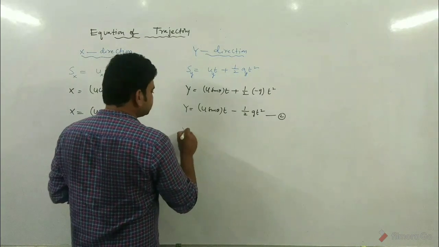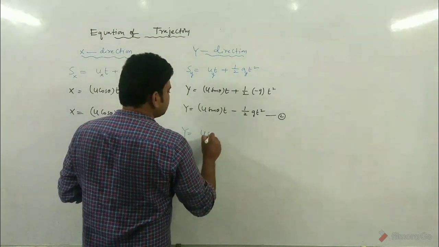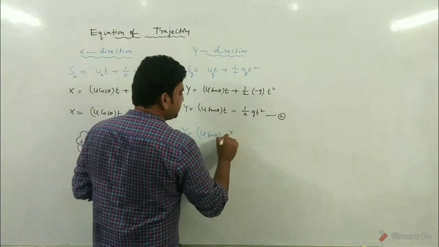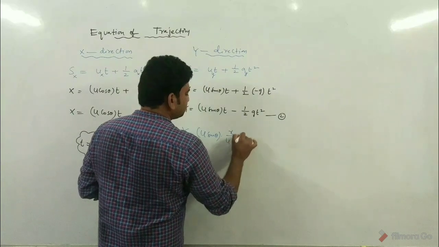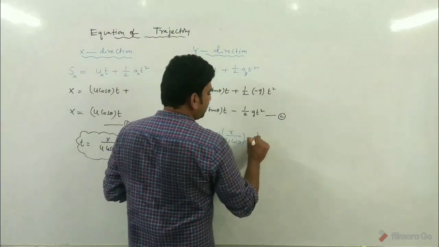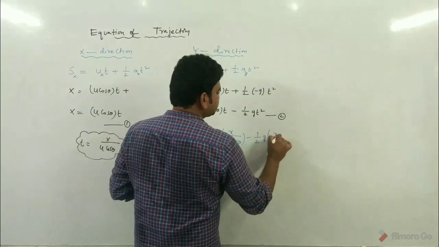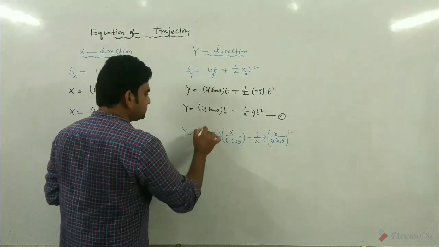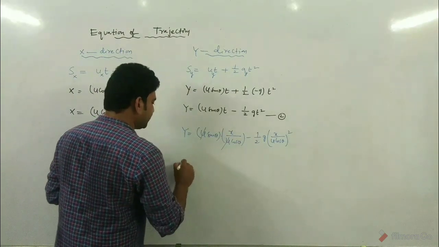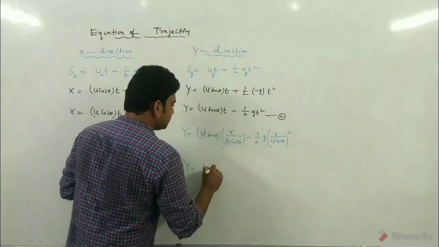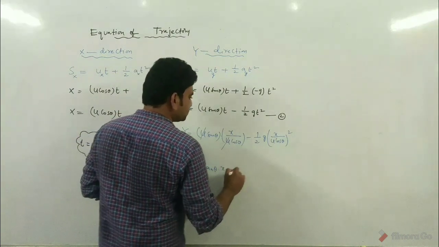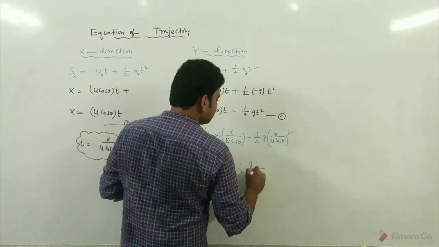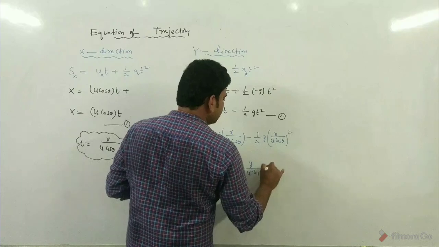Then my equation becomes y equals u sin theta into, what is the t value we got just now, that is x by u cos theta, minus 1 by 2 g into x by u cos theta whole square. Further, this u gets cancelled, sin by cos becomes tan, and y equals tan theta into x minus 1 by 2 g by u square cos square theta into x square.